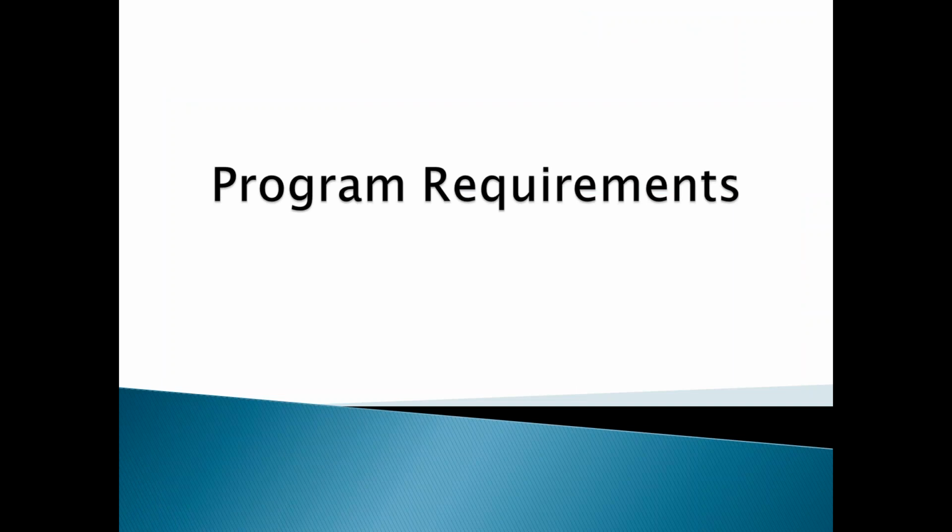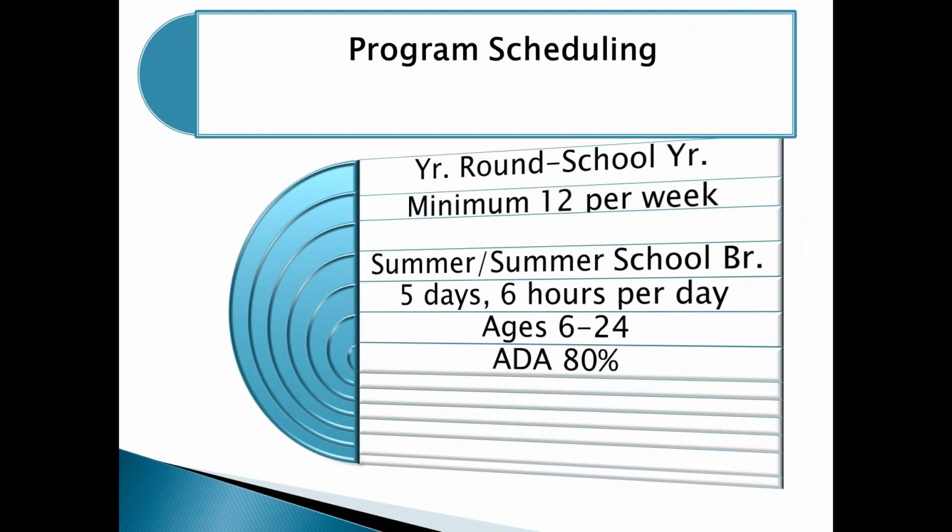And now we'll go through our program requirements. So program scheduling. If you are selected, you have decided you're going to run programming either year-round or school year, and if you have chosen this type of scheduling, there's a requirement of a minimum of 12 hours per week. For summer and school breaks, it should be 5 days a week and 6 hours per day. We serve youth ages 6 to 24, and our average daily attendance requirement is 80%.